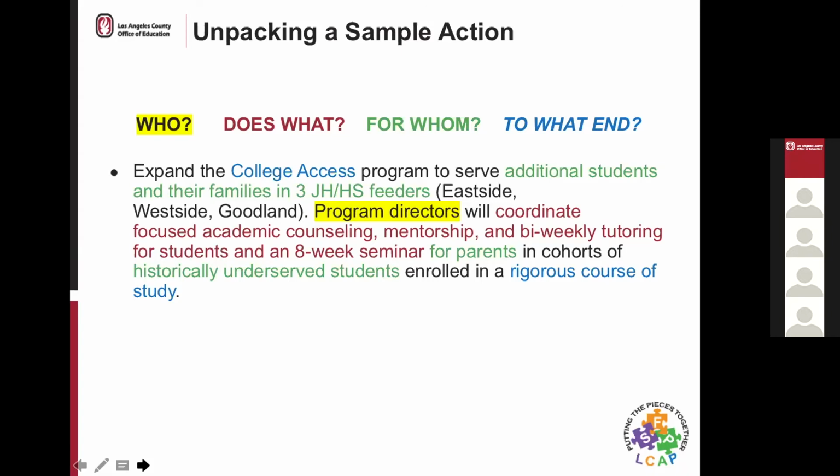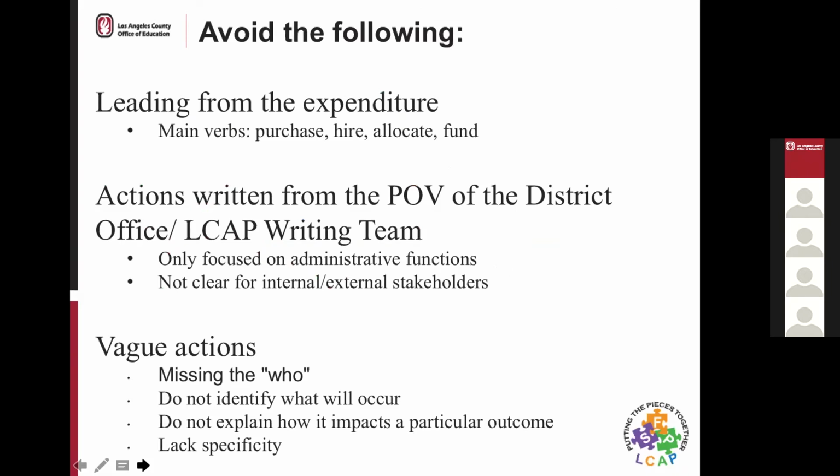The next slide is just a quick reference to the 3 categories of common issues we see in writing actions, and it might be something that we point to as we work with districts and reviewing drafts. So it just kind of summarizes the 3 types of common issues leading from expenditures, point of view, and vague actions.